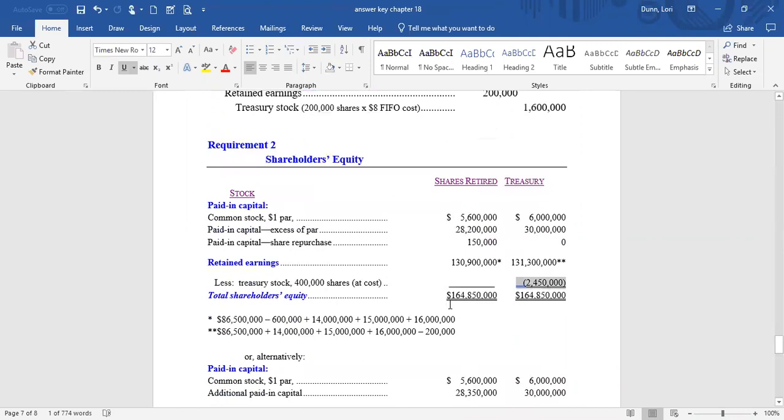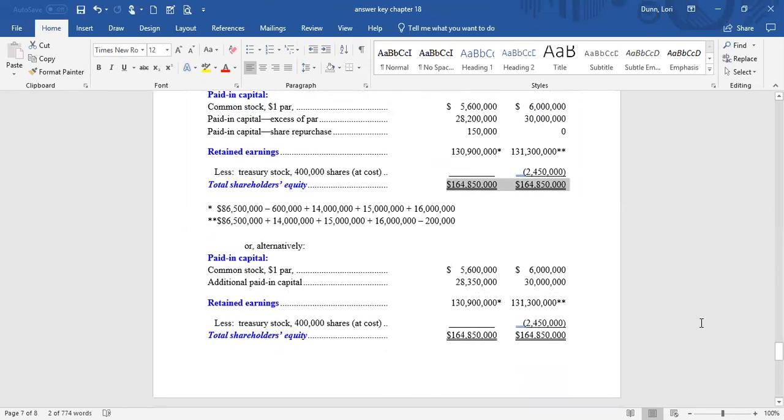Now, the point of this is to show you that whether you retire the stock or you hold it as treasury stock, the effect overall on shareholders' equity is the same. It's just showing you that your intention will put it in different accounts. And then they show you the alternative way of also reporting that.